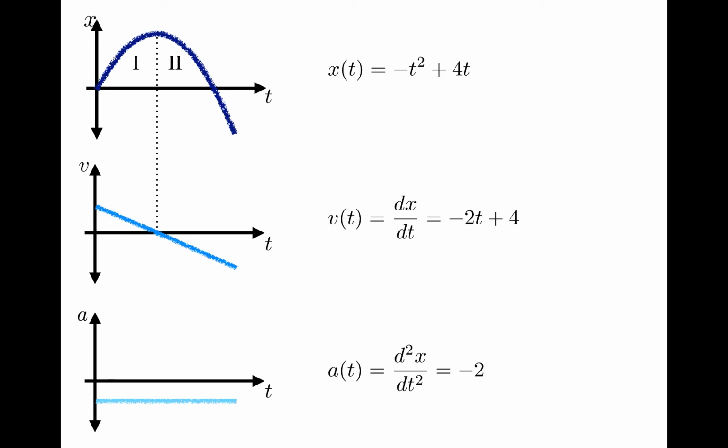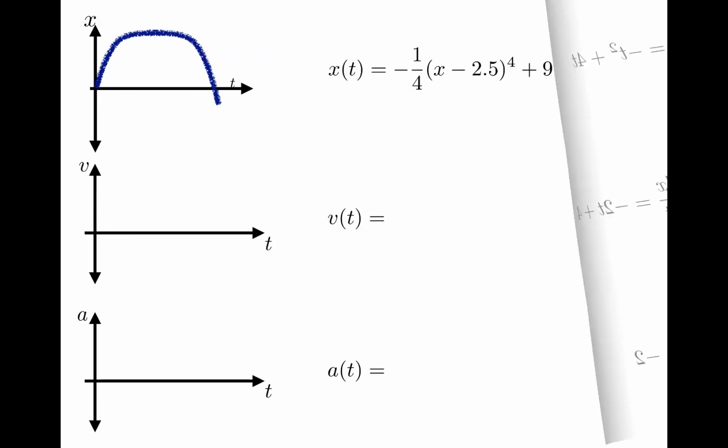Also, if you want to try one more example, try plotting x of t is equal to negative 1/4 times the quantity t minus 2.5 to the fourth plus 9. This odd little equation produces a position versus time plot that looks quite a lot like the last example. But when you take derivatives to find velocity and acceleration versus time, you'll find much more interesting shapes as compared to the last example, and the velocity is most definitely not a straight line.